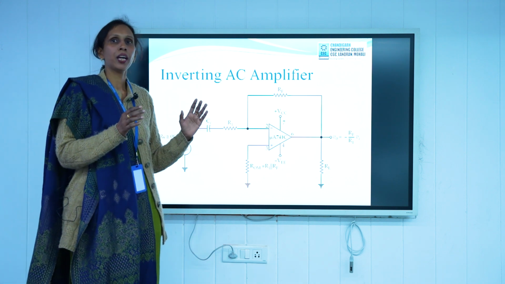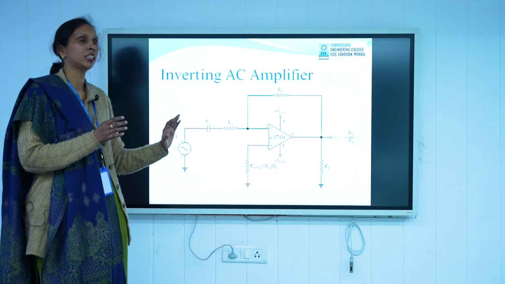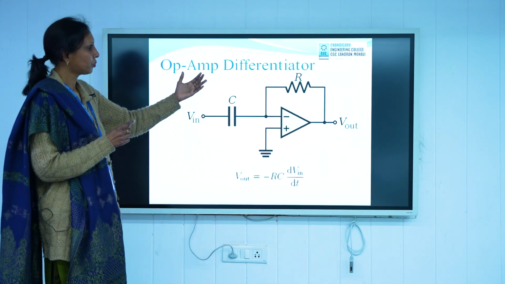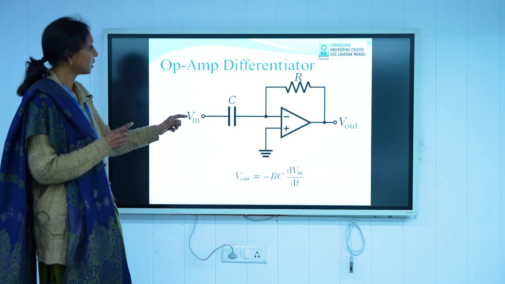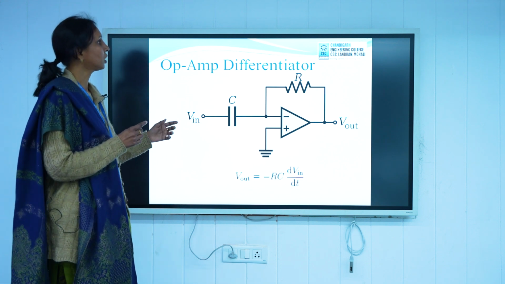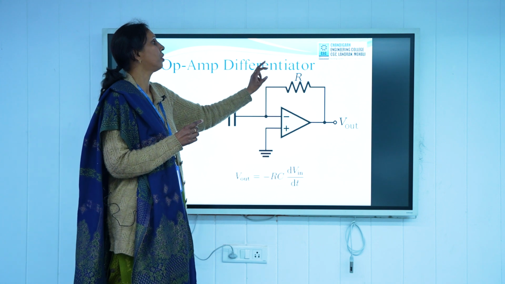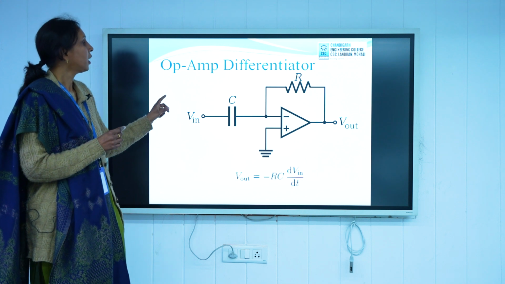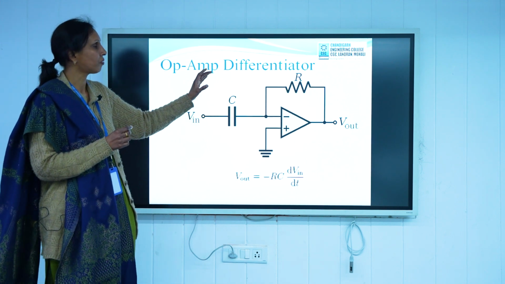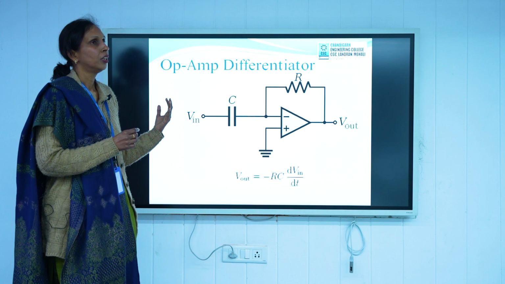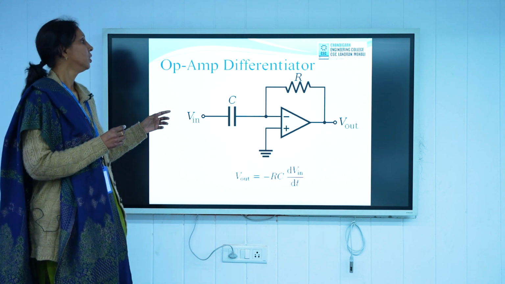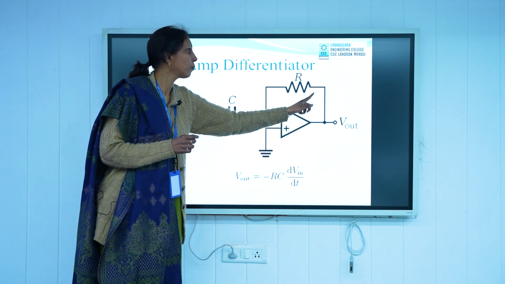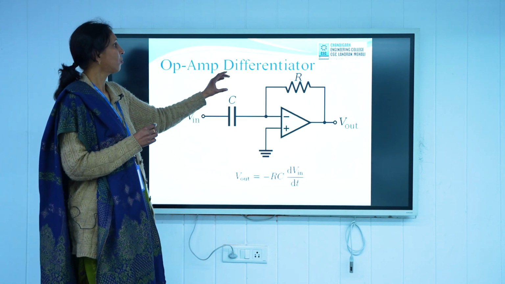It means the op-amp can be used to amplify AC signals as well as DC signals. The third case is the differentiator, as we discussed in the previous case. Here we can use the op-amp as a differentiator, because we know that the op-amp can perform various mathematical operations. It can act as an integrator, a differentiator, it can add signals and subtract signals. When we use the op-amp as a differentiator, we provide feedback. This is the ideal circuit for the differentiator.